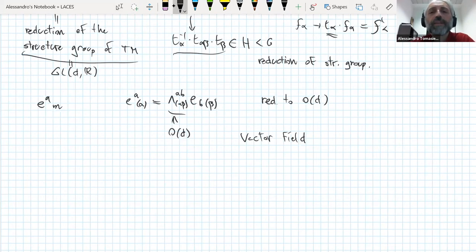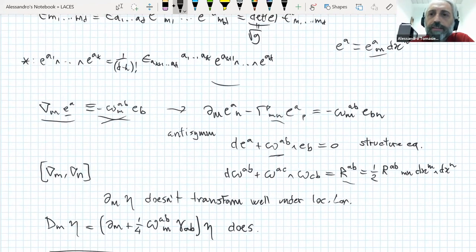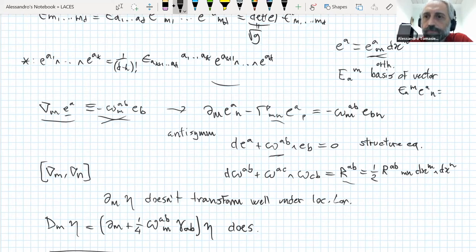So for a vector field, what would happen? Well, let me introduce a notation here, I forgot to do so. This is a basis of one forms. We are going to call like this the orthonormal basis of vectors, vector fields, and I want to take them dual in this sense. Some people call the two with the two symbol even.